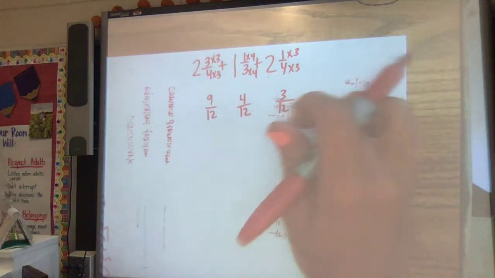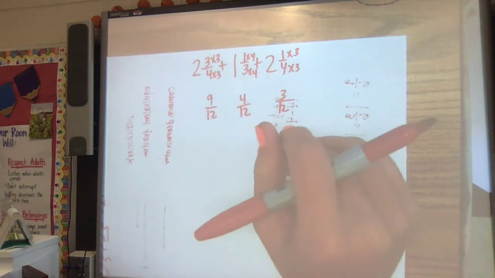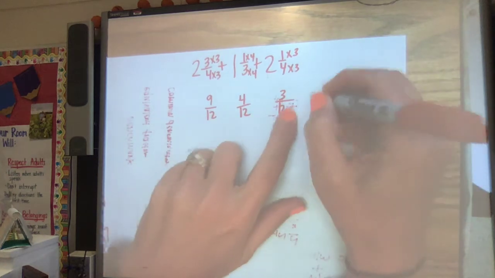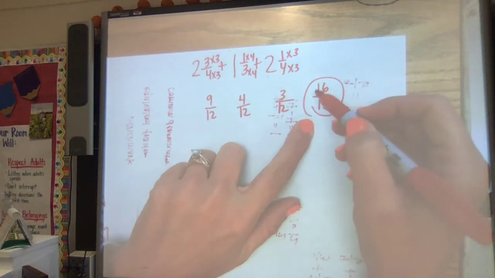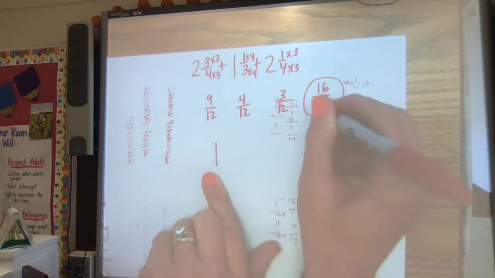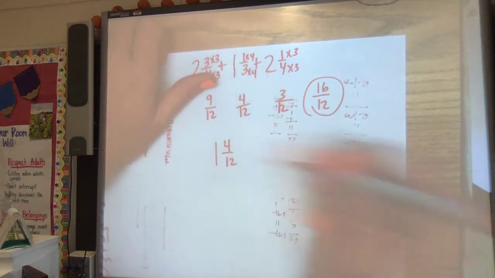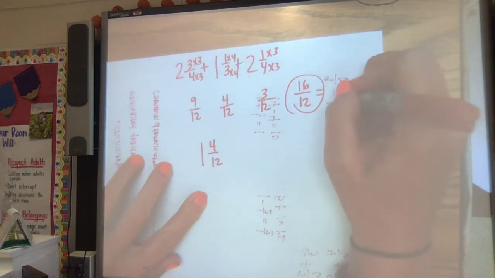Now that I have that for all of them, I can add them together. Always do your fraction before your whole number. So 9, 10, 11, 12, 13, 14, 15, 16 twelfths. Let's go ahead and make that into a mixed number. 12 twelfths would be 1 whole. And then we would have 13, 14, 15, 16. We would have 4 twelfths left over. So 16 twelfths equals 1 4 twelfths.